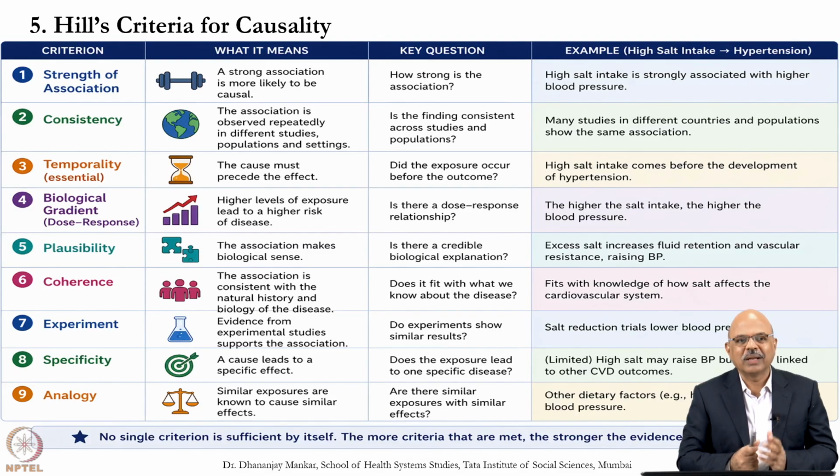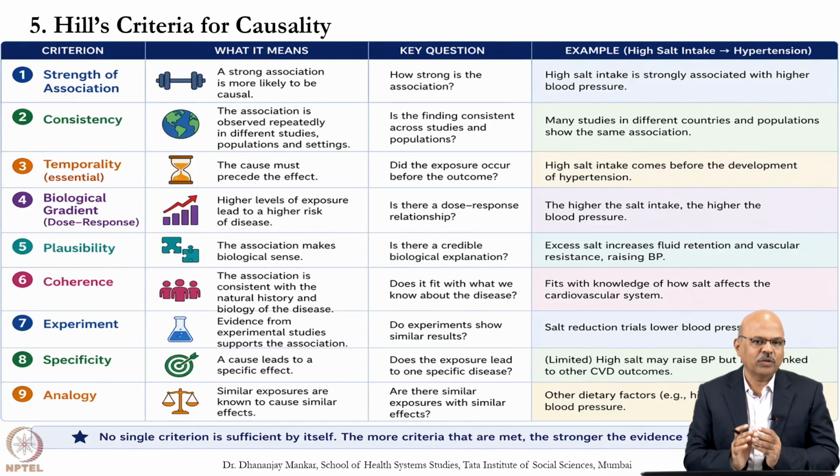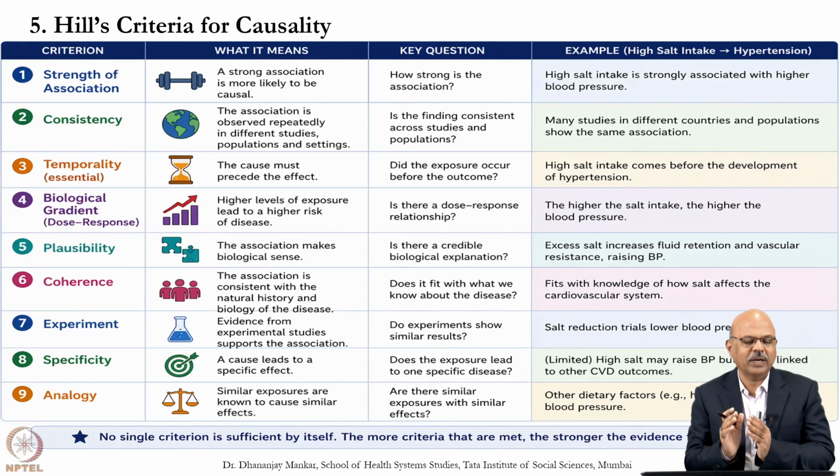So now comes Hill's criteria for causality. There are some criteria, what they mean, the key questions and the examples which are stated. We will take them one by one. Strength of association: a strong association is most likely to be causal. What is being shown and how strongly it is associated: high salt intake is strongly associated with high blood pressure.